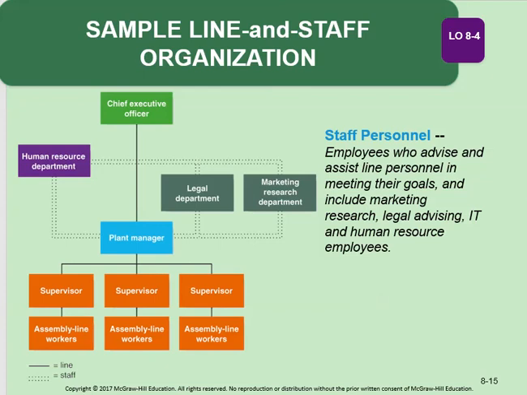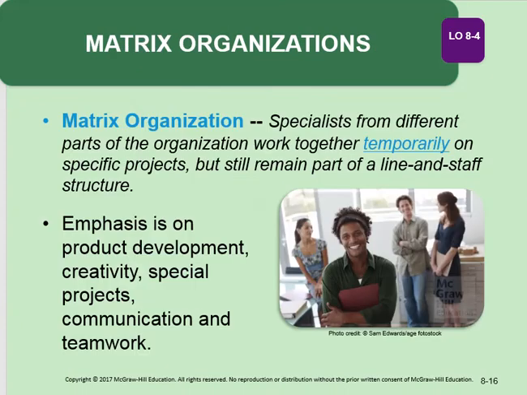Next, this is a newer organization model, the matrix organization, which is actually very similar to the cross-functional organization. A matrix organization is temporary. So you're working on a special project for a short amount of time, then everybody goes back to where they came from. When do you use a matrix organization? When you're working on creative product development, a special project, things like that.